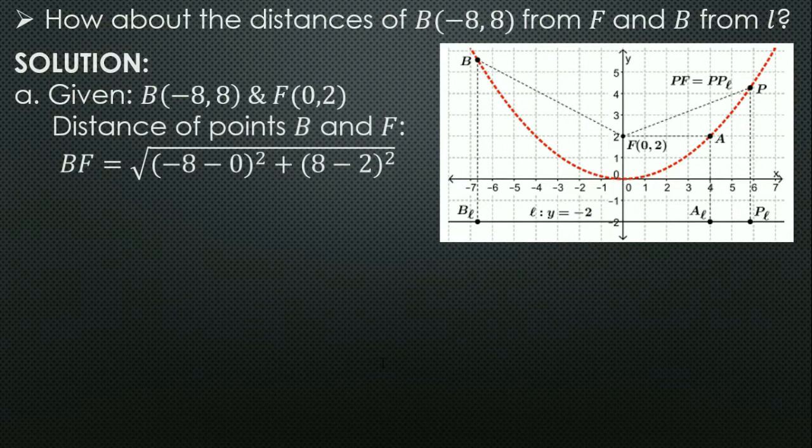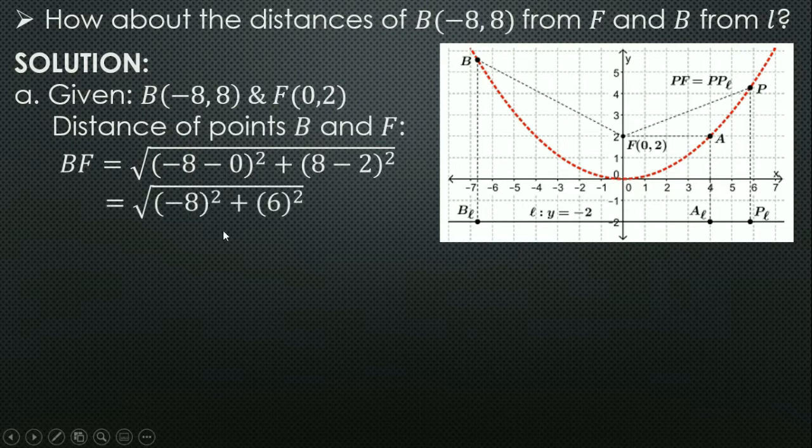So using the distance formula, we have the distance between point B and F, we have (-8 minus 0) squared plus (8 minus 2) squared. Simplifying further, we get -8 minus 0 is still -8 squared plus 8 minus 2 is 6 squared. So -8 squared is 64, 6 squared is 36. So 64 plus 36 is 100, the square root is 10.